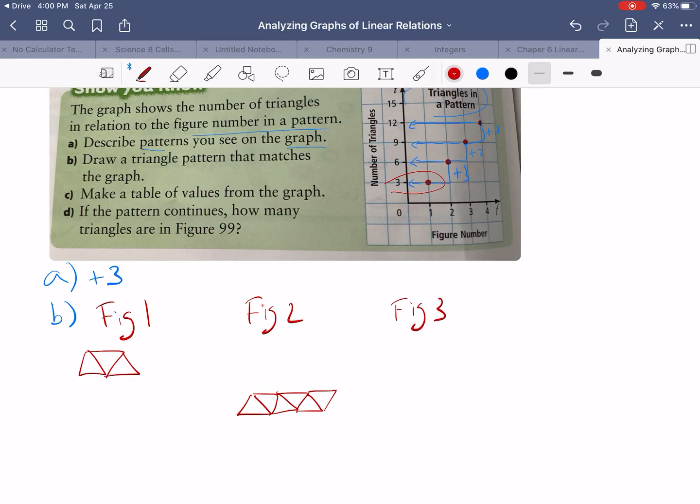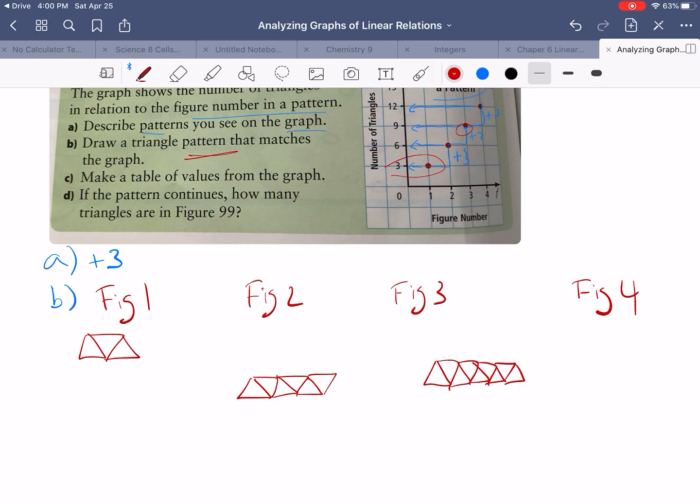Figure 3 has 9 triangles. 1, 2, 3, 4, 5, 6, 7, 8, 9. And figure 4 would have 12. And so that's how you would draw your pattern that you saw, going from 3 to 6 to 9 to 12.